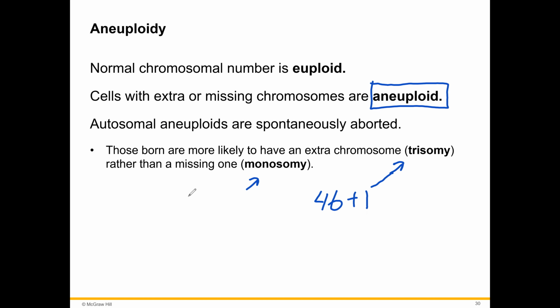If somebody has 45 chromosomes, so we're missing 1, this is called monosomy. And this is very rare. This individual survives very rarely because you're missing a chromosome, you're missing too many genes, right? And this will affect the function of the entire organism.